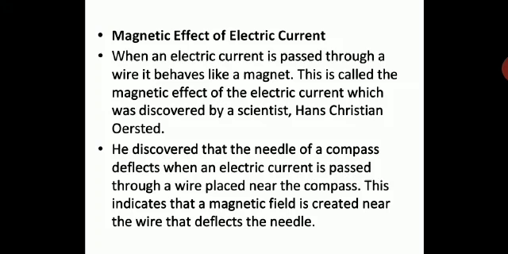Now one more important concept: we have done the heating effect of the electric current part of the chapter. From this point onwards, we are going to do one more important concept for this chapter, that is magnetic effect of electric current. As you know, electric current generates heat, it also generates a magnetic field. How? Let us see. When an electric current is passed through a wire, it behaves like a magnet. This is called the magnetic effect of the electric current. This was discovered by scientist Hans Christian Ørsted.